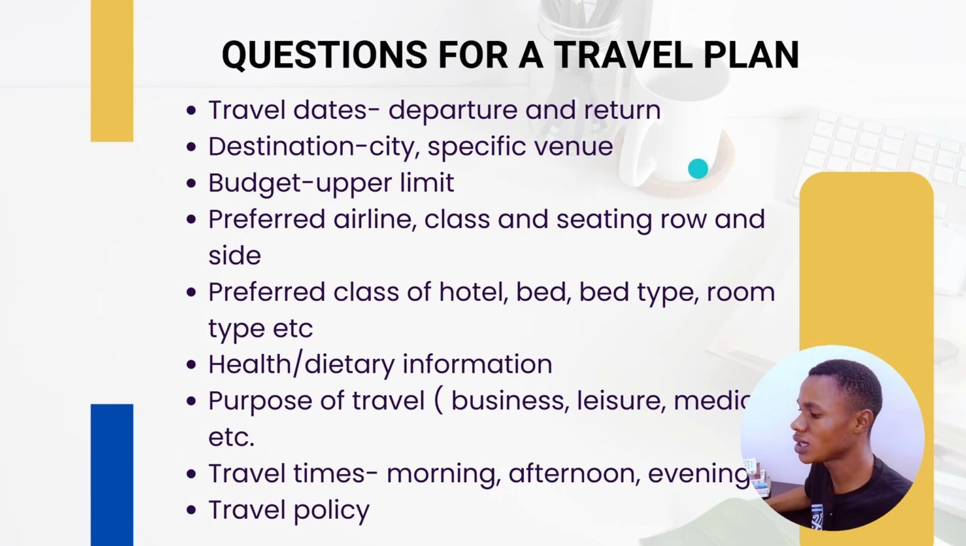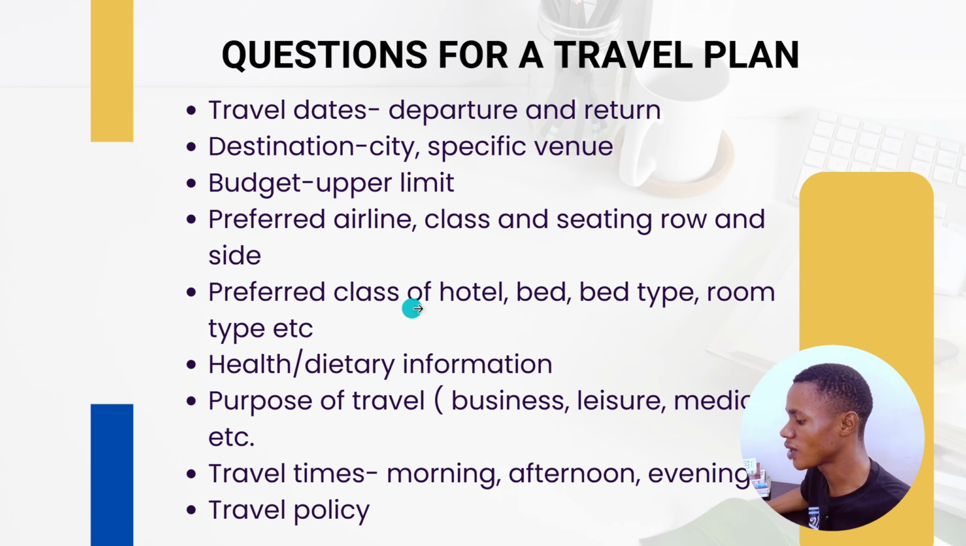So you need questions like travel date: when does he want to travel, the departure, when he is traveling and when he's returning, the destination, the city, the specific venue, how much does he have to cater for that particular journey, the preferred airline he likely uses, the class, either economy and all of that, where does he like to sit, whether on the window side, in the middle, the front, the back, and all of that, so that you can help in booking reservations for him or her.